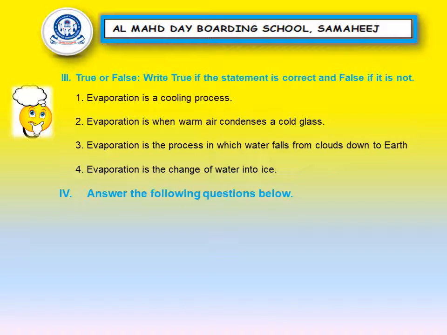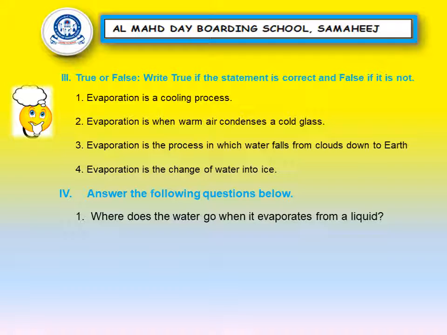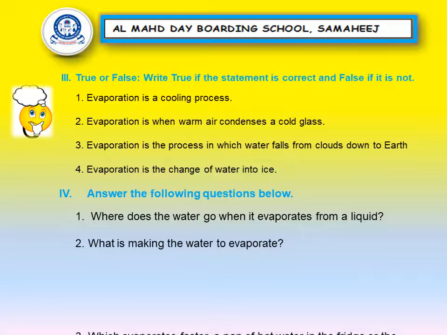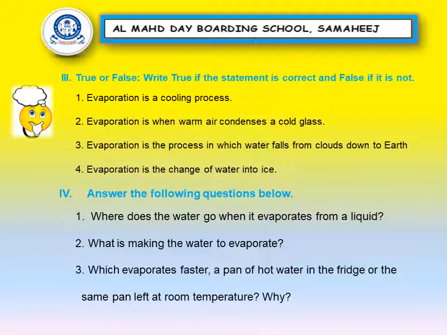For the last part of assessment number 2, you're going to answer the following questions below. Number 1, where does the water go when it evaporates from a liquid? So when the water evaporates from a liquid, where will it go? Number 2, what is making the water to evaporate? And number 3, which evaporates faster? A pan of hot water in the fridge or the same pan left at room temperature, and why?